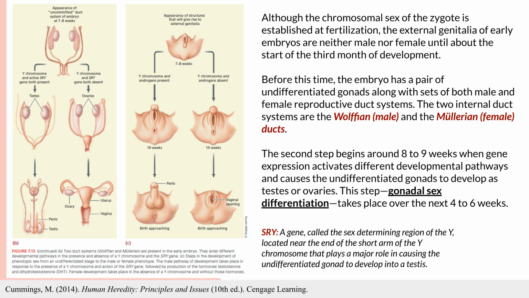In early development, all embryos start the same way. They have undifferentiated gonads and both sets of internal reproductive ducts, the Wolffian ducts, which are associated with male development, and the Müllerian ducts, which are associated with female development. Around 8 to 9 weeks of development, gene expression begins to direct development. If the SRY gene on the Y chromosome is present, the gonads develop into testes. If the SRY gene is absent, the gonads develop into ovaries. This explains why early embryos do not show clear male or female characteristics.